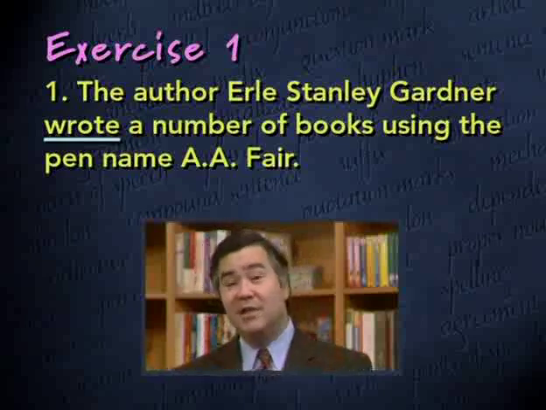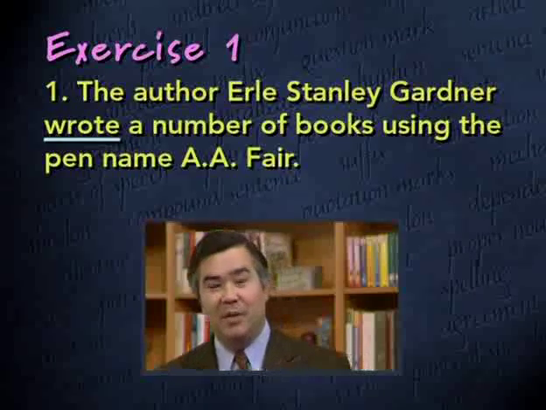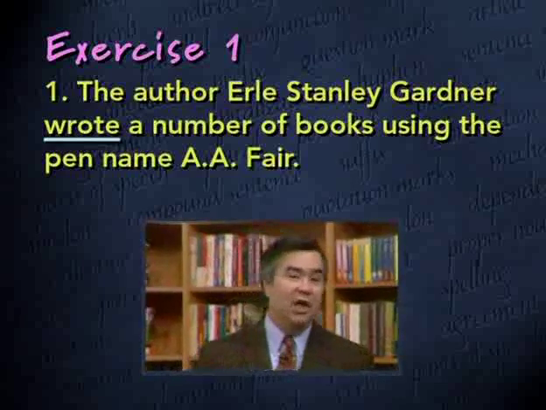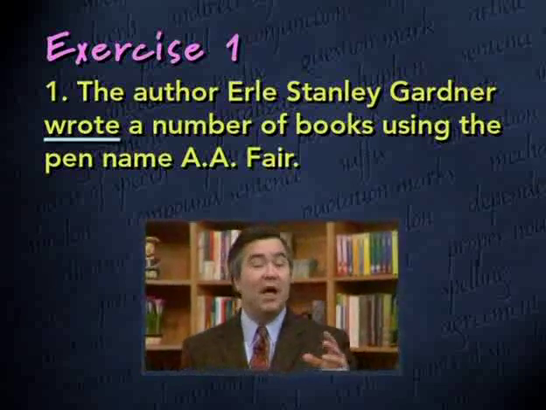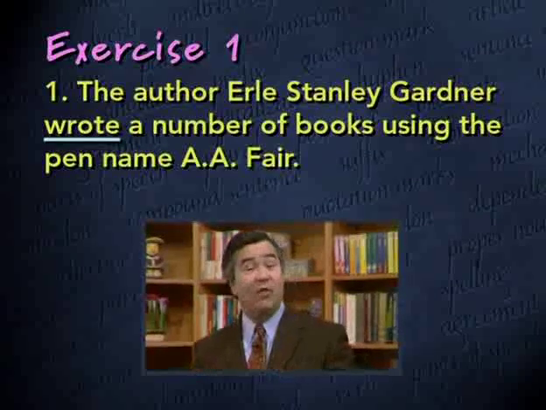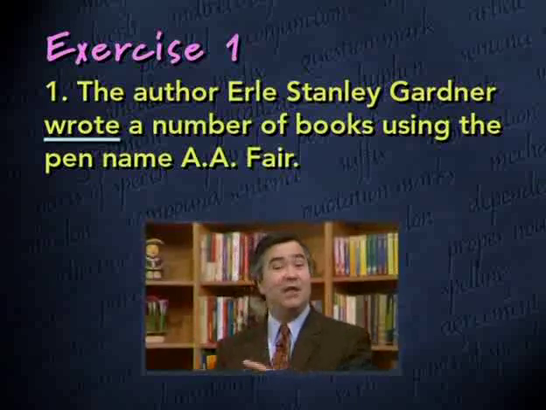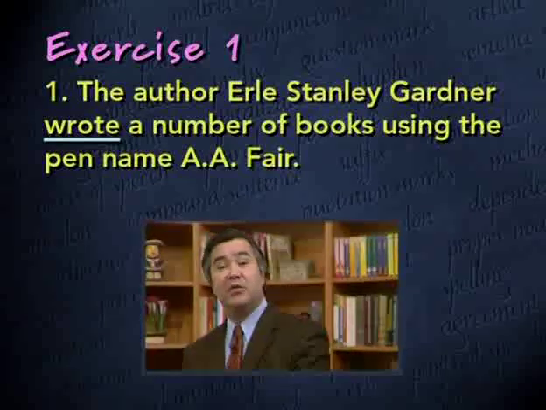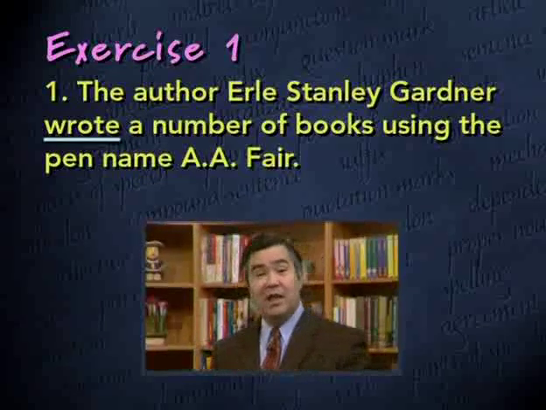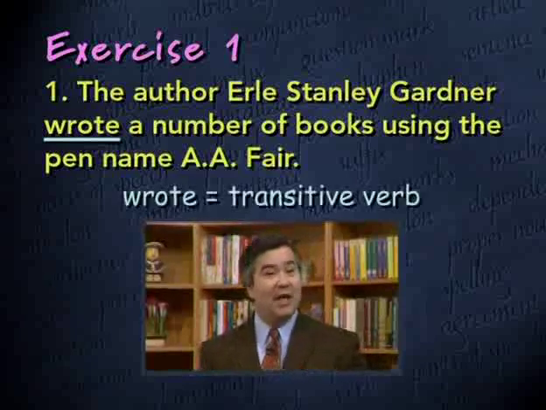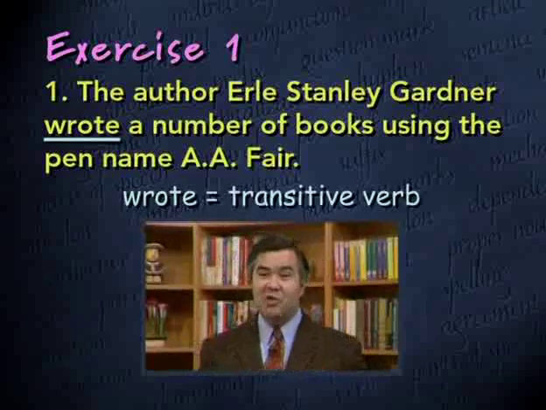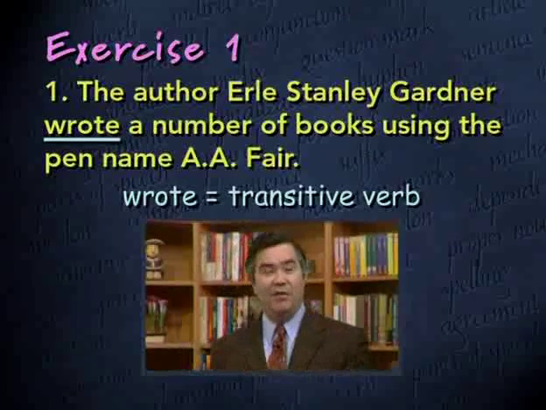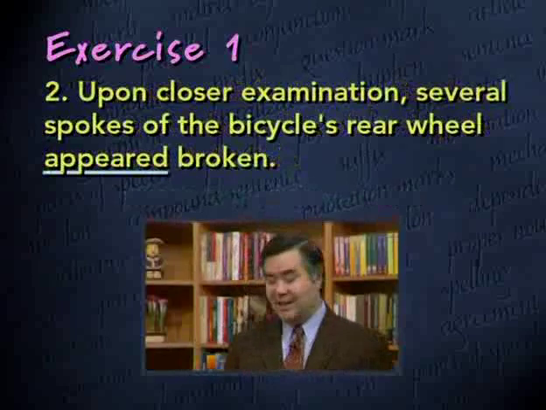The answer is yes. There is something that receives the action of the verb in this sentence. It's the word number. Or to give the entire phrase, it's a number of books. That's what he wrote. He wrote a number of books. And therefore, there is an object that's receiving the action of the verb. The verb wrote, its action flows through to a number of books. Therefore, wrote is being used as a transitive verb. Because remember, only a transitive verb has an object which follows it, which receives the action of the verb. Let's look at the next example.